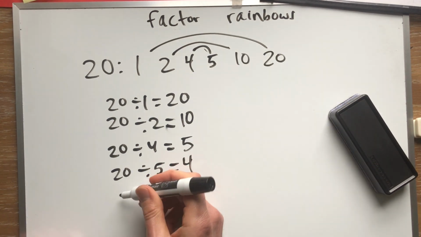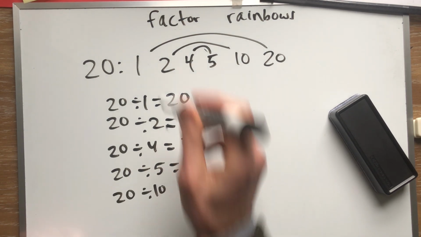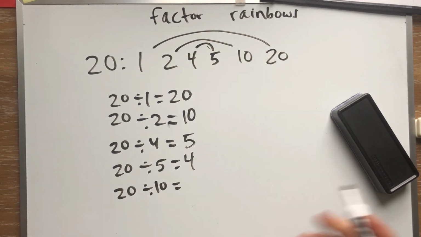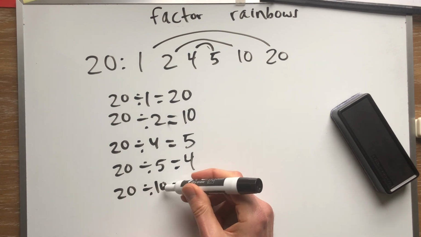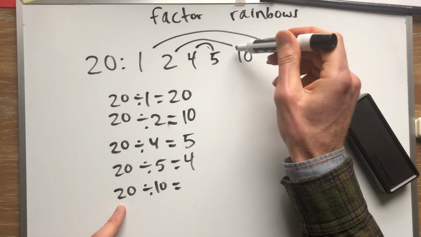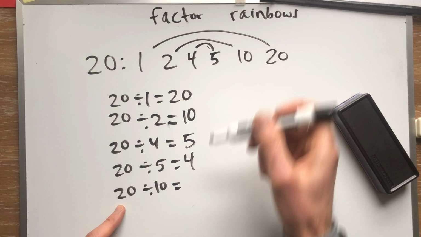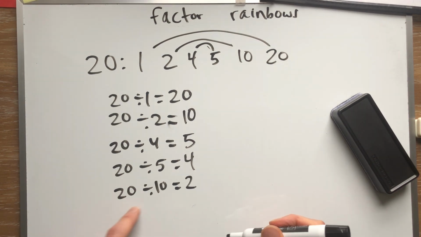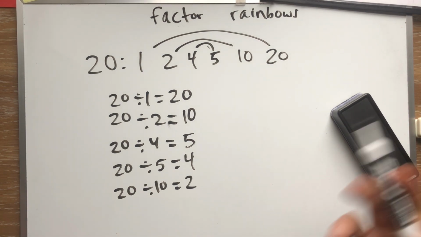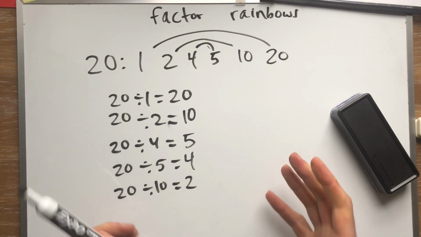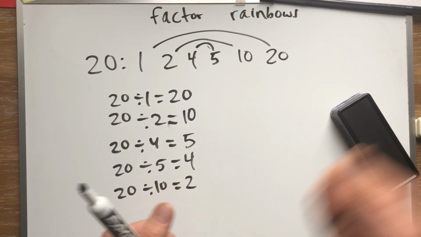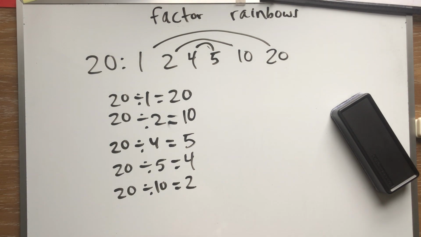Now I've got another one. 20 divided by 10. So you see I'm just going down the line. 20 divided by 10 is what? Well, 10 times what equals 20? Follow the rainbow. 10 times 2 is 20. So 20 divided by 10 is 2. So if you have 20 dominoes, you put them in 10 piles. Each pile would get 2 in each pile.